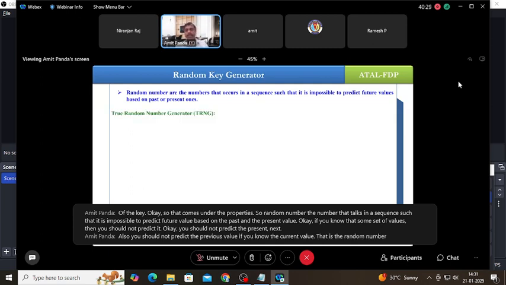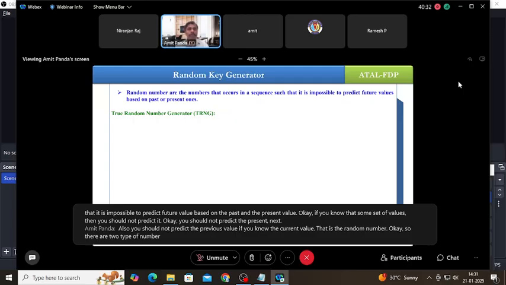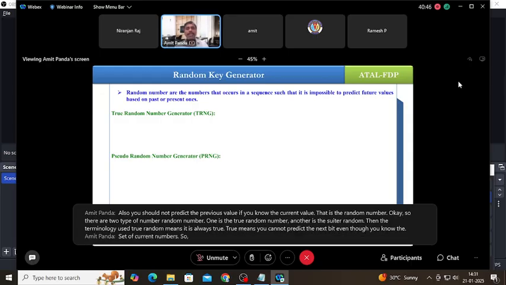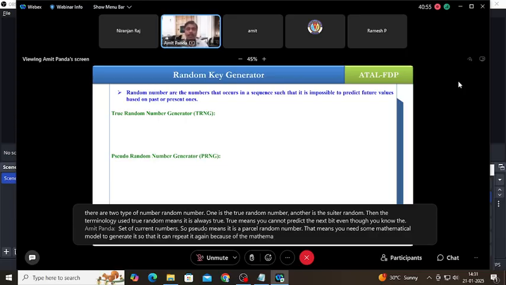There are two types of random number. One is the true random number, another is the pseudo random. In the terminology, true random means it is always true. True means you cannot predict the next bit even though you know the set of current numbers. Pseudo means it is a partial random number. That means you need some mathematical model to generate it, so it can repeat again because of the mathematical nature of it.